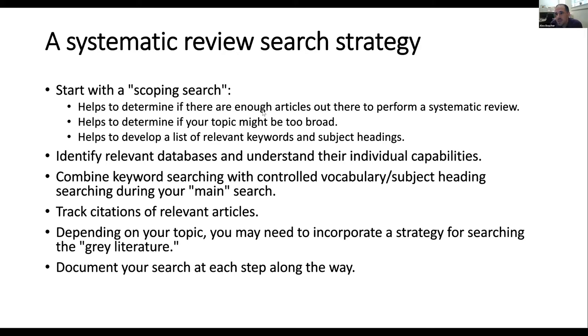But also forward citation searching, you can see what articles cited a specific article that you have already found and you might be using. So you can do citation tracking in a couple of different ways. Then, depending on your topic, you may need to incorporate a strategy for searching the gray literature. And what we mean by gray literature, if you're not familiar with that, is basically unpublished studies or unpublished data.